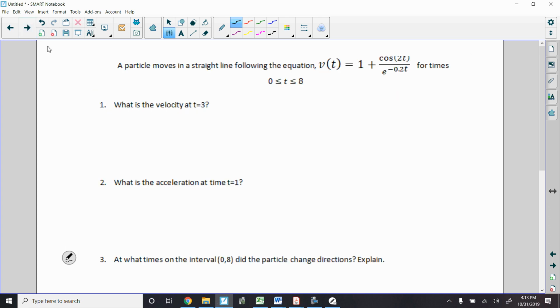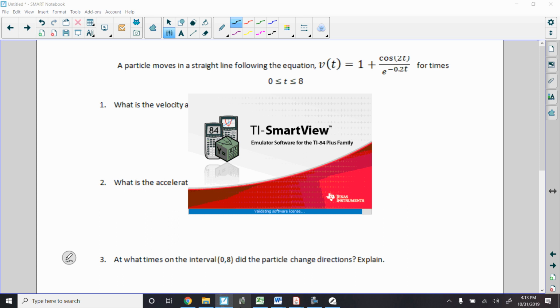All right, next one. This next one is all calculator. So I'm going to call up my calculator here. And I always like to do all my calculator problems through the graph. So the first thing I want to do is graph this function, and then set my window to be between 0 and 8. So let's call up my graphing calculator here. This takes a second to do. Okay. And I'm going to graph that function, and I need to make note that this is a v of t function. This is my velocity function.